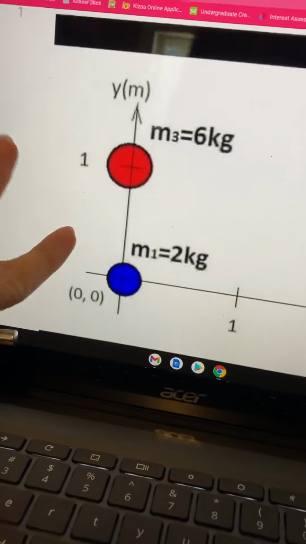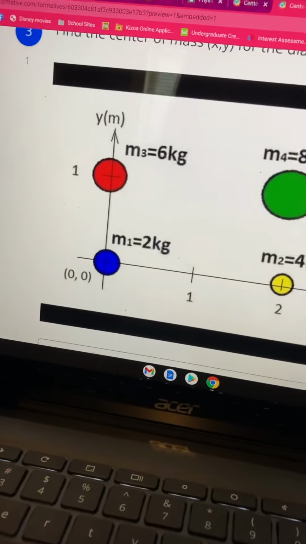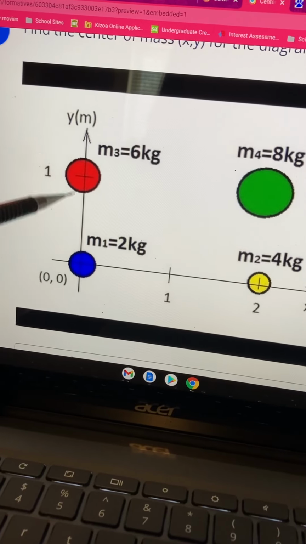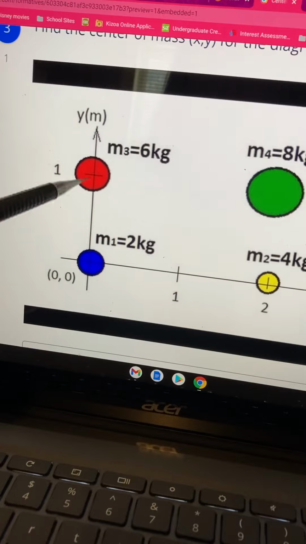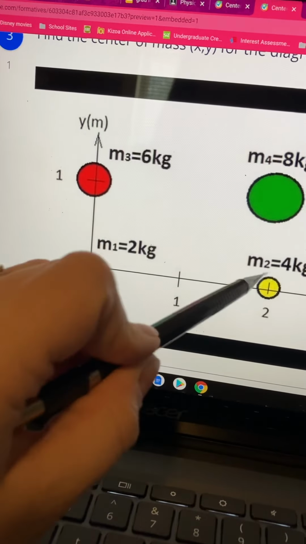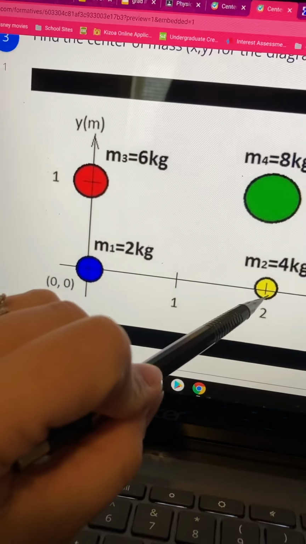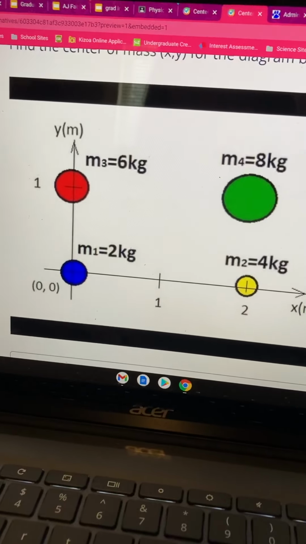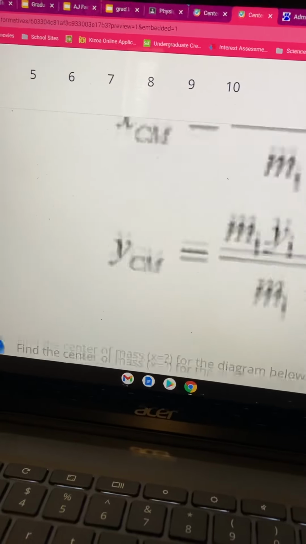Down here, this is one where you would have to have multiple points. So for example, mass 1 is at 0, 0. Mass 3 is at 0, 1. Mass 2 is at 2, 0. So you need to establish coordinates for each point. So we're going to look at number 1.